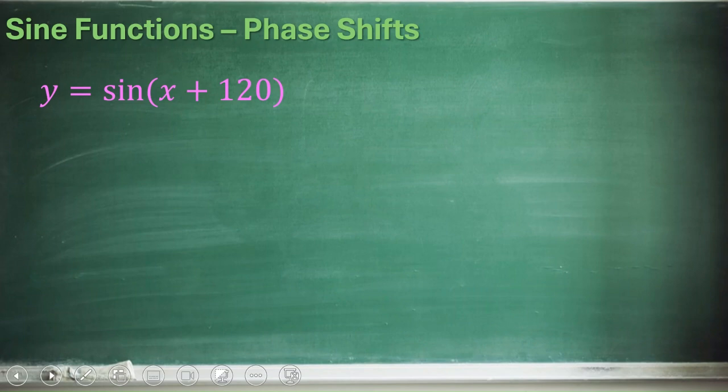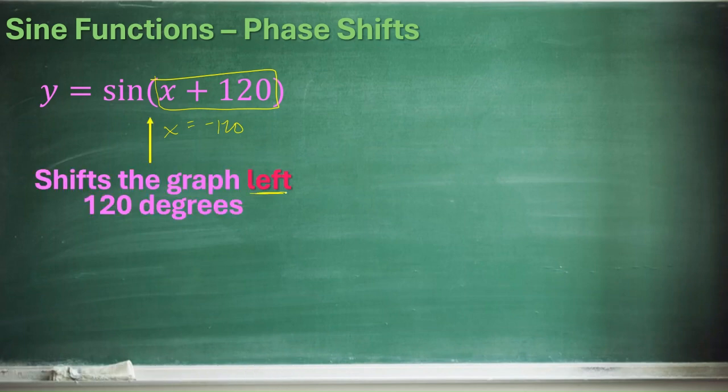In this case, we have y equals the sine of the quantity x plus 120. Remember, we're interested in how we make this part 0. So what value does x have to take on? x would have to be negative 120 degrees. Negative in math moves our graph left. So the graph of this particular sine wave is shifted left 120 degrees.